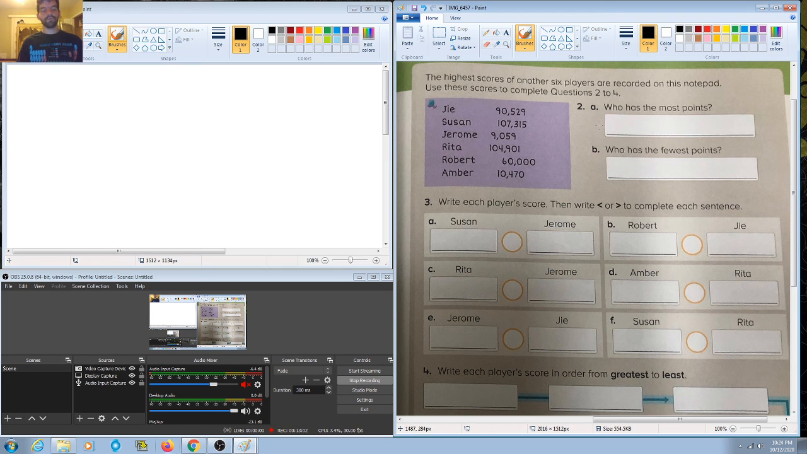So the first thing you want to ask yourself is who has the highest place value, or whose score has the highest number of digits. So what I'm going to do here, just to show, is that this is a 5-digit number, this is a 6-digit number, this is a 4-digit number, this is a 6-digit number, this is a 5-digit number.